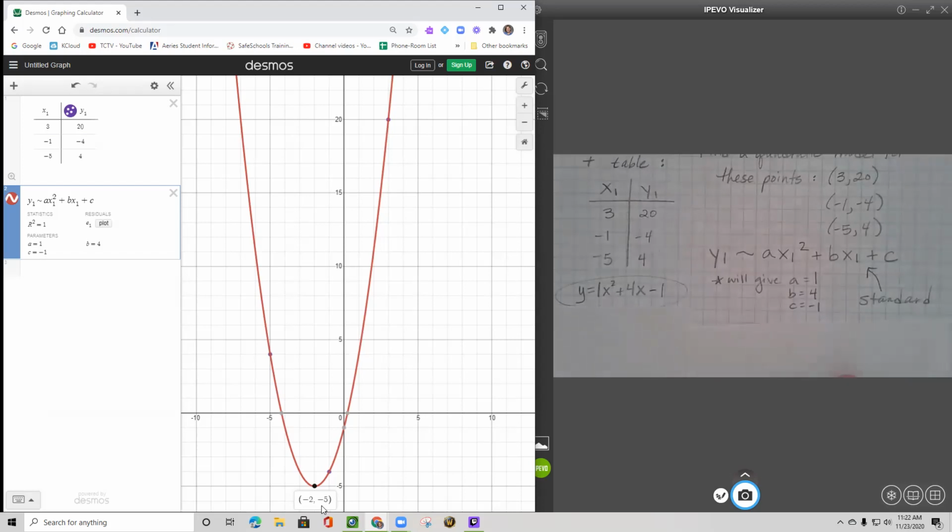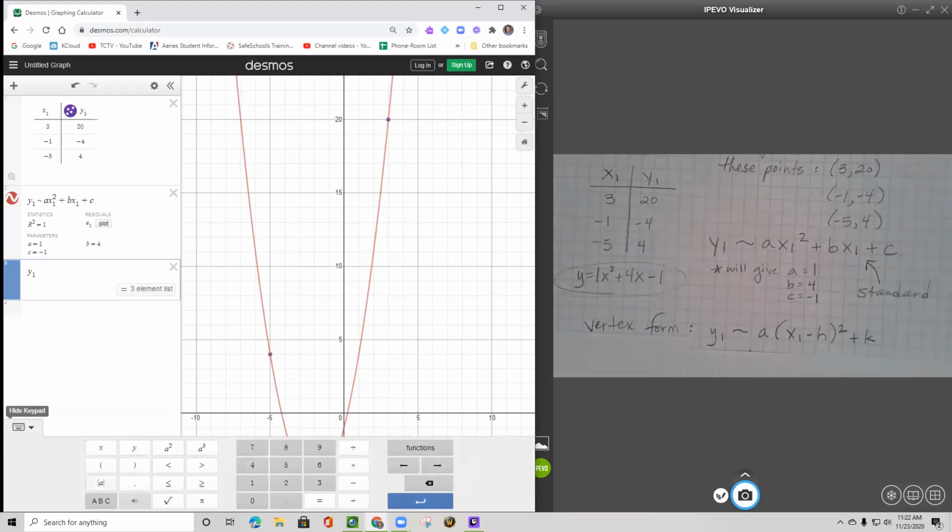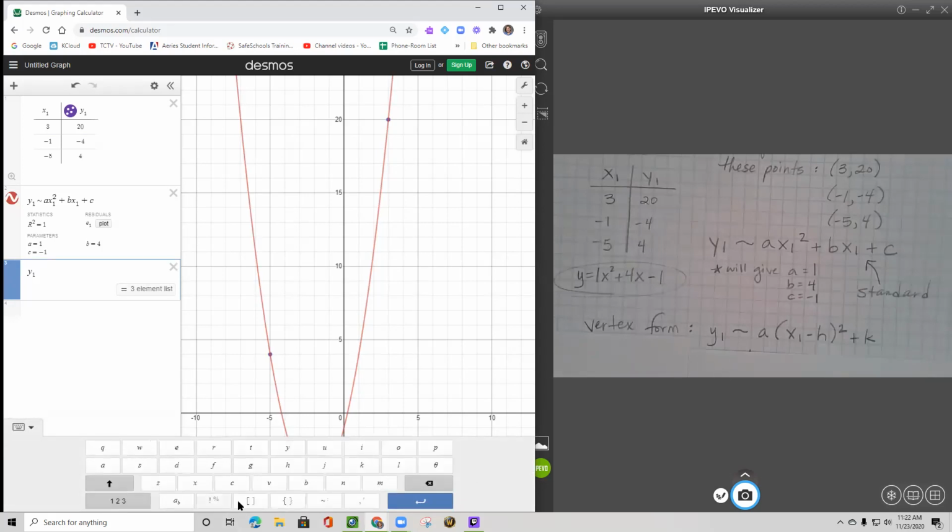There's a vertex form of an equation, and that's this. We do more practice with this in lesson 3, but just so you know, this is a vertex form equation, and I can type this in Desmos as well. So let's do that. y1, I need that squiggle, which is on my on-screen keyboard. If I hit the button for ABC, then it's right here.